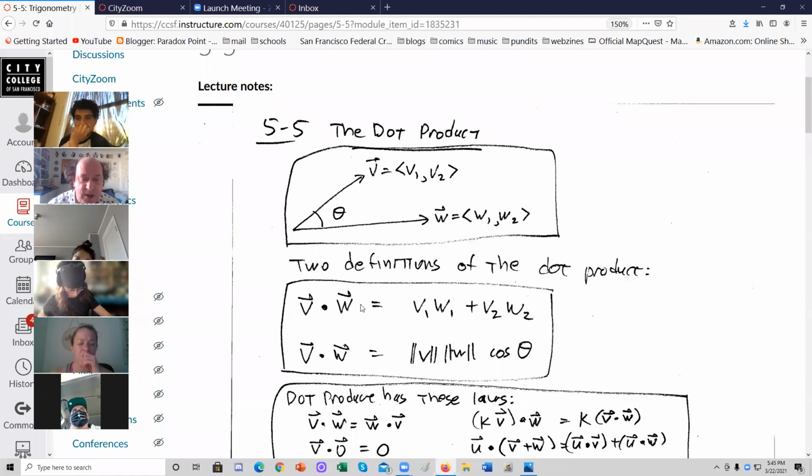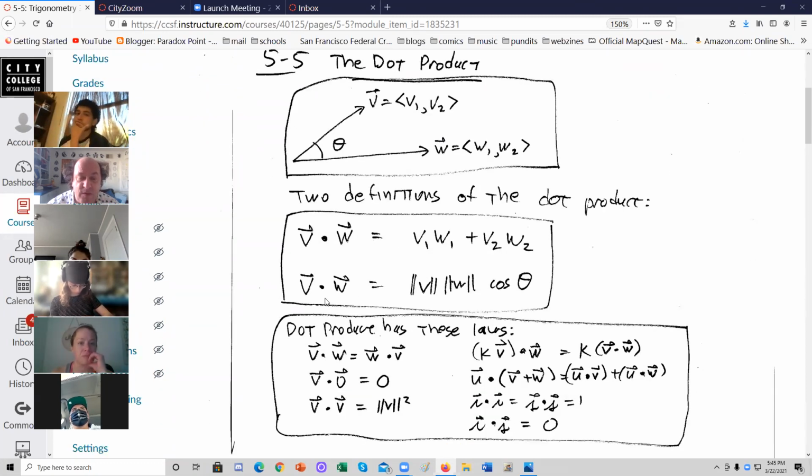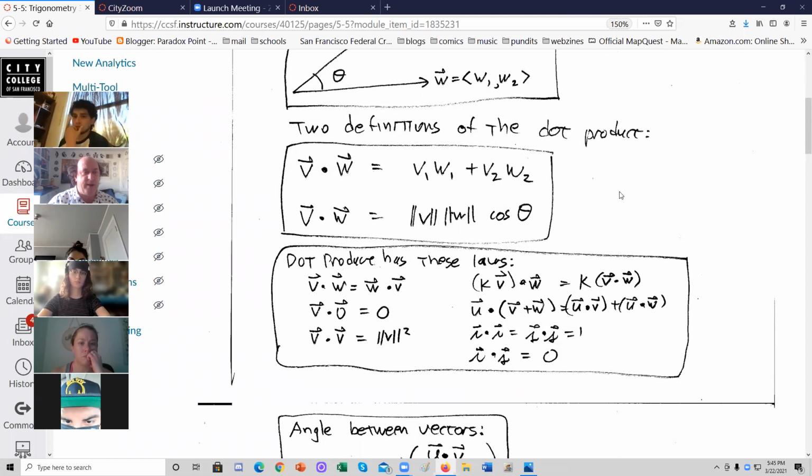The algebraic definition is that the dot product is v1 times w1 plus v2 times w2. You multiply corresponding components and add the result. The geometric definition of v dot w is the length of v times the length of w times the cosine of the angle between them. Now, this is called a product, and in many cases mathematicians invent something and give it an old name, like product, mostly because it has many of the same laws as the old thing. So this has laws like products.